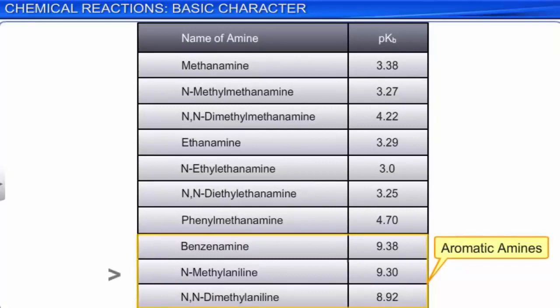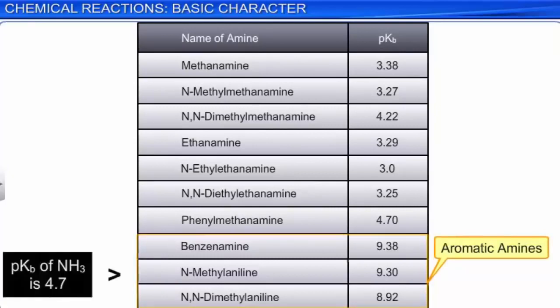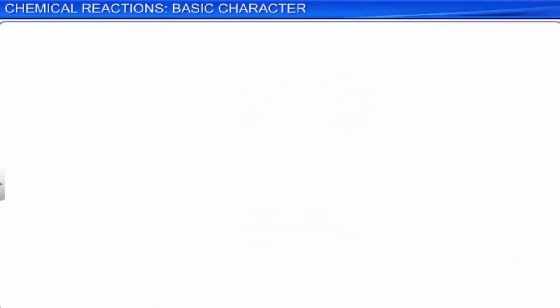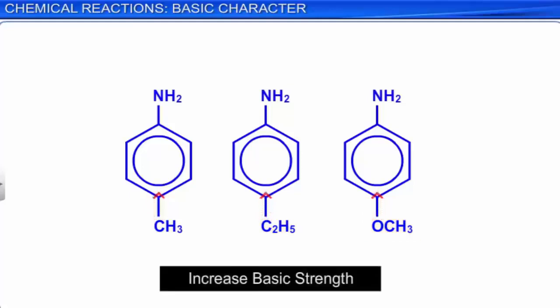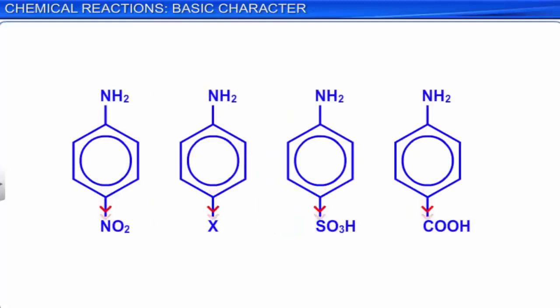In case of substituted aryl amines, electron-donating groups such as methyl, ethyl, and methoxy increase the basic strength, whereas electron-withdrawing groups like NO2, X, SO3H, and COOH decrease the basic strength.